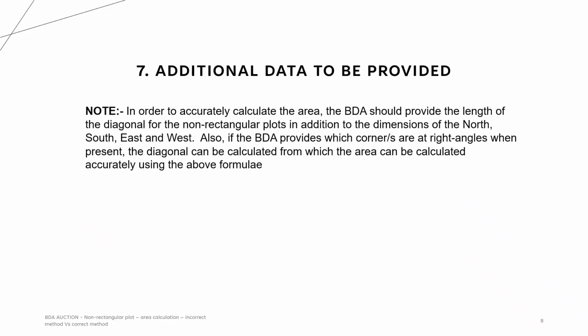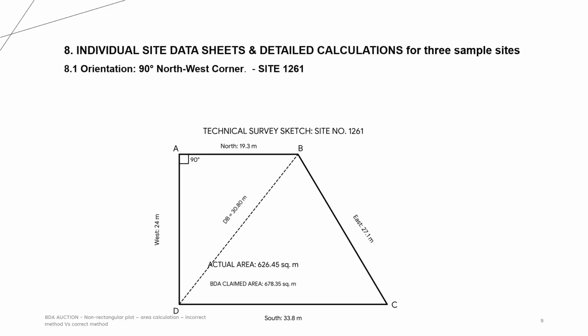The additional data to be provided by the BDA in all their auctions to calculate the correct area should be the provision of the diagonals, plus also if any corners are at right angles, since this will help in calculating the correct area of the non-rectangular plots. And here we have individual site data sheets and detailed calculations for three sample sites.